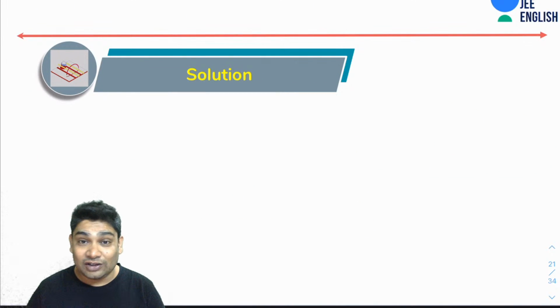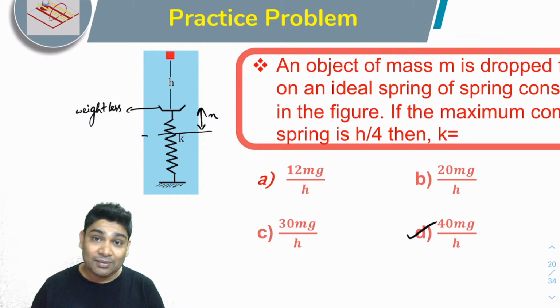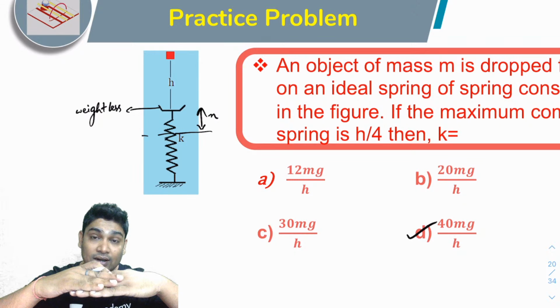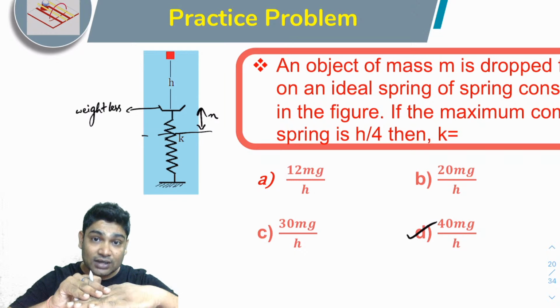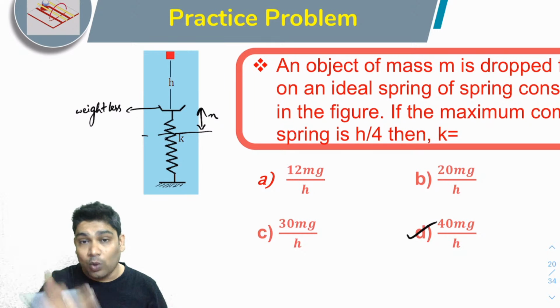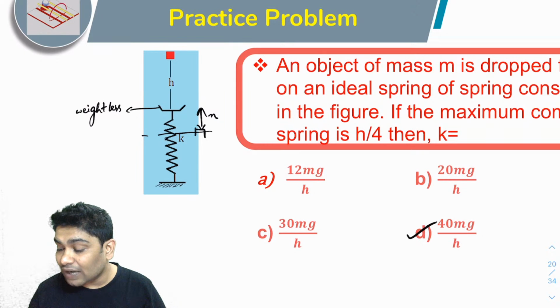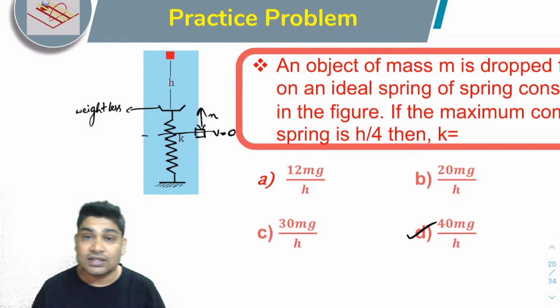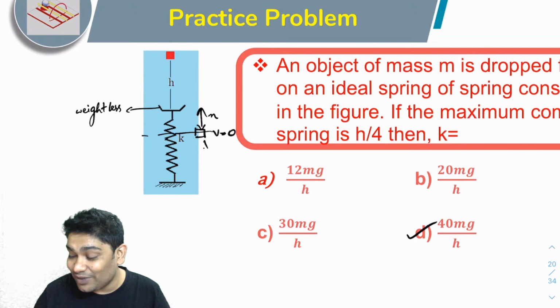So let's try and solve this again. Assume the maximum compression is x. You will realize again a similar thing would happen when it hits the pan. It will go down. Initially it was accelerating with g, then the acceleration would reduce. Somewhere the downward acceleration would become zero, then the acceleration would be upwards. It will slow down, and when it reaches the maximum compression, v would be zero. At maximum compression, you should realize v equals zero. So this should be your final condition and this should be your initial condition.